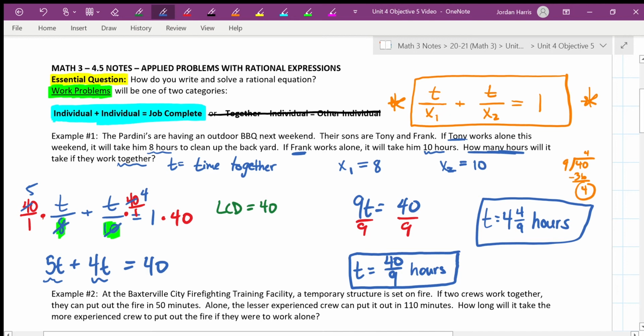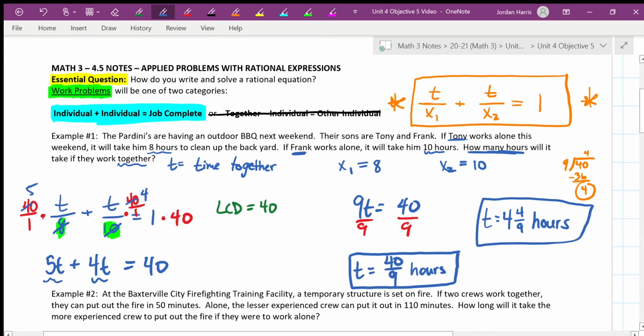And so notice something. The time, 4 and 4/9 hours, is not quite half of Tony's, because if there were 2 Tonys doing this job at the same time, it would take half the time, which is 4 hours. But Frank isn't as good as Tony. He takes 10 hours, so it's a little more than half the time there. And it's a little less than half the time that 2 Franks would take, which is 5 hours. So it's between half of each value, and it should always be that.